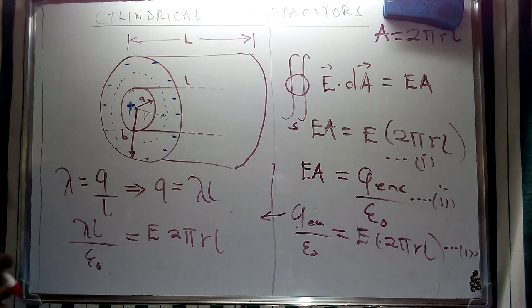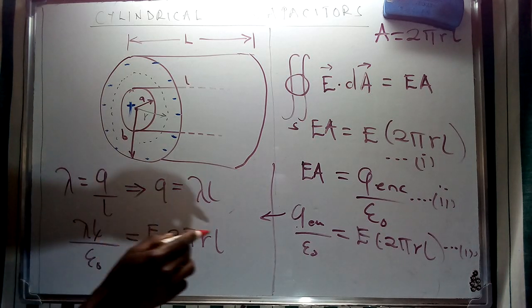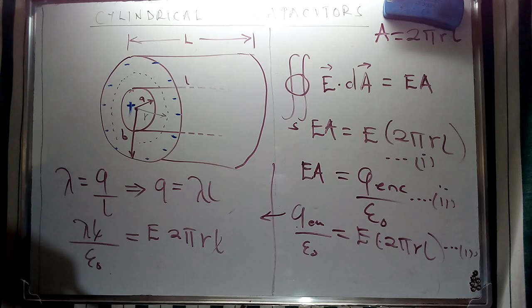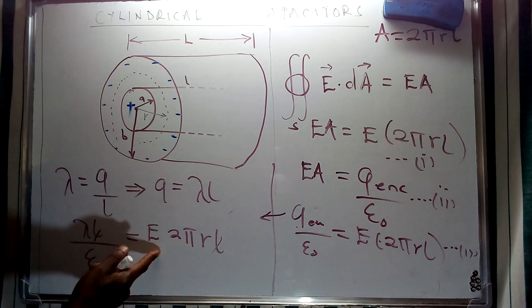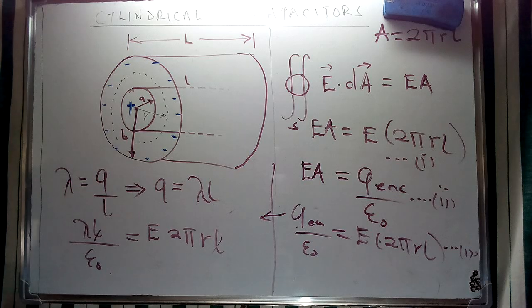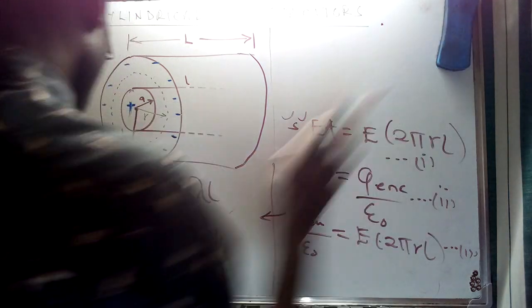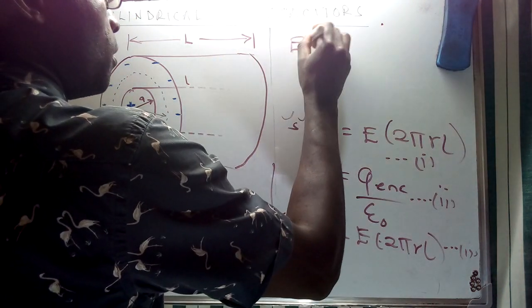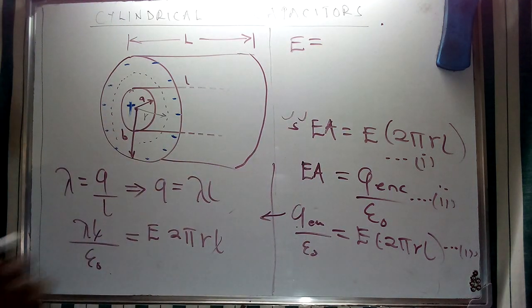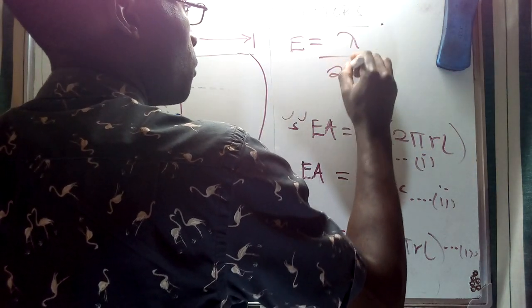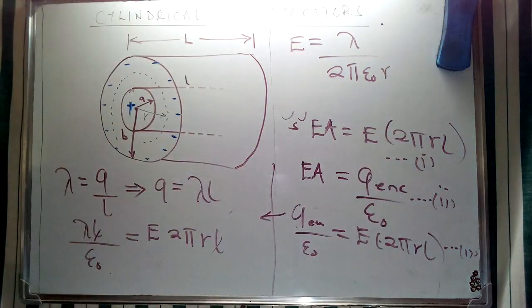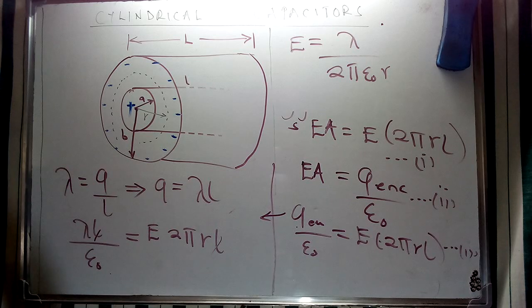So if we look at this specific equation, we have L and L, thus we can just cancel that for simplification. So in this case, we can make E the subject of the formula, and therefore this implies that E can be represented as lambda over 2 pi epsilon naught r, given as such. So that is how we're going to represent the electric field of that specific cylindrical capacitor.